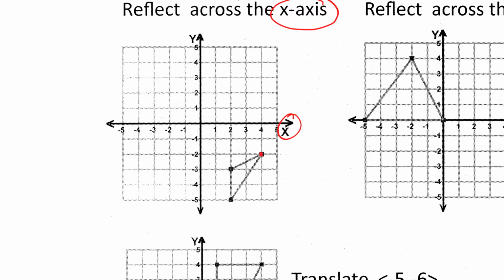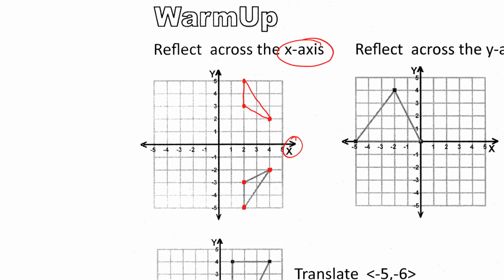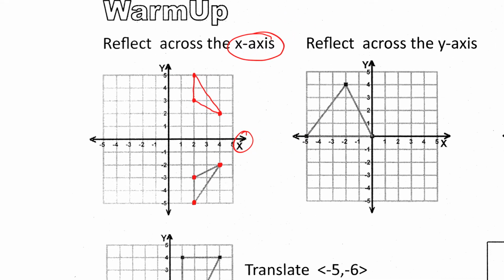So this point right here, how far is it from the x-axis? It's 2 units, right? Now since it's 2 units below, I'm going to go 2 units above, and that's that reflection. How far is this one below the x-axis? 3. So I'm going to go 3 above along that same line. And then how far is this one from the x? It's 5. And I'm going to go 5 above along that same line. And I'm going to have this right here. So that's a reflection across the x.